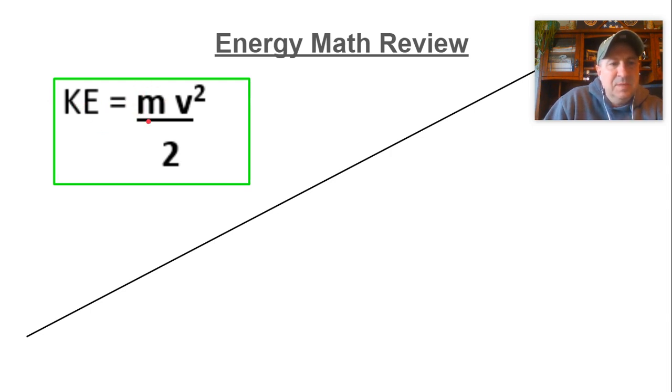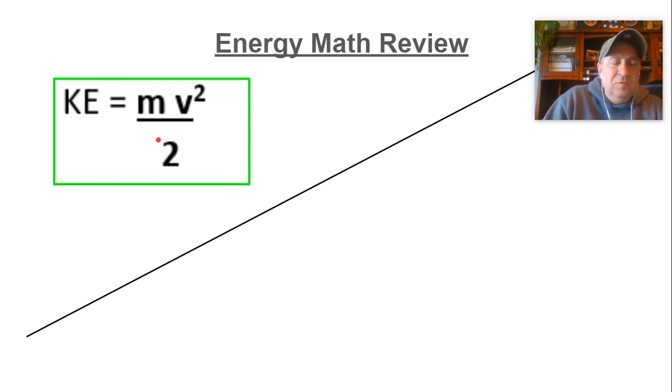So you have to have the mass, make sure that's in kilograms, times the velocity squared. The only thing that gets squared up here is the velocity. And remember, our velocity is going to be in meters per second. And then all that's divided by 2. So mass times velocity squared divided by 2. That gives you your kinetic energy.